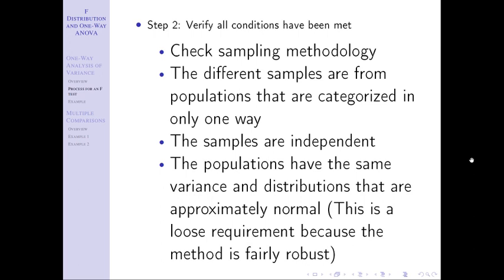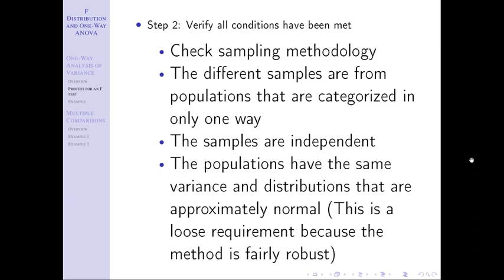If you remember that term from chapter 2, the idea of robustness means when things get off a little bit, things are wonky a little bit, it's still okay. It doesn't really change much. And this is the idea here that this is a loose requirement. So as long as the variances are similar and the distributions are kind of loosely normal, we're good to go. The method is pretty robust to deviations. It's not a huge deal.